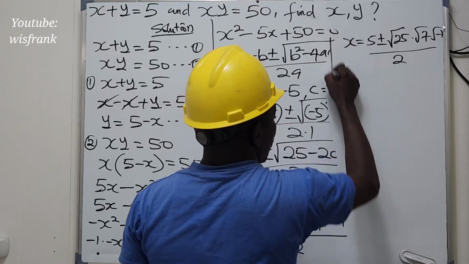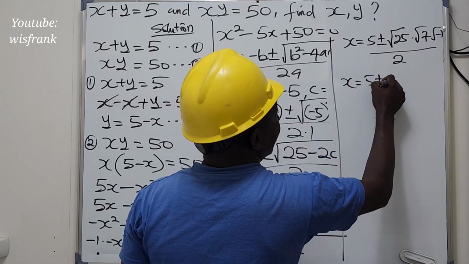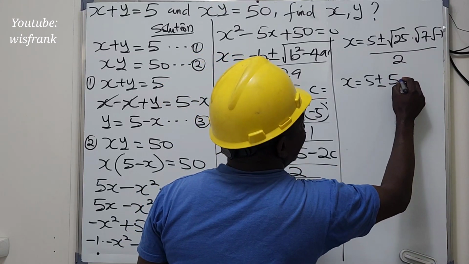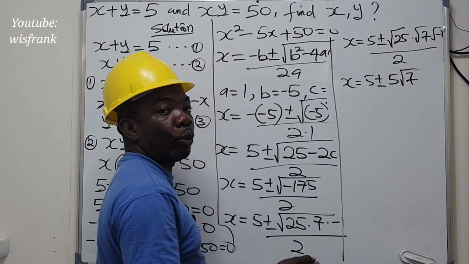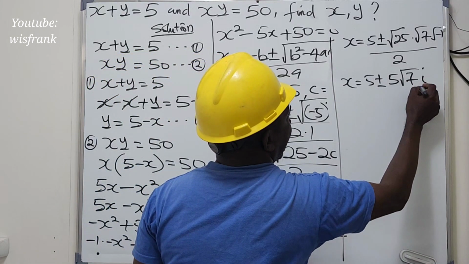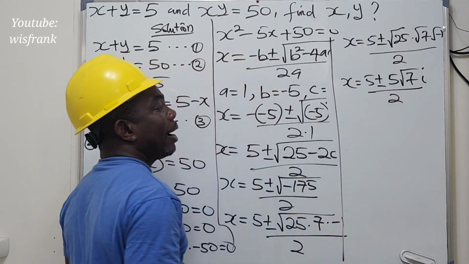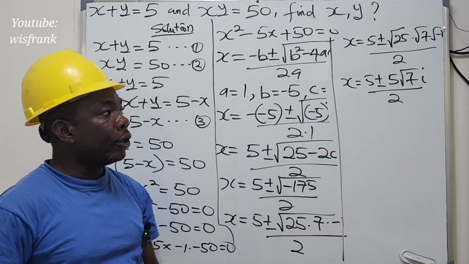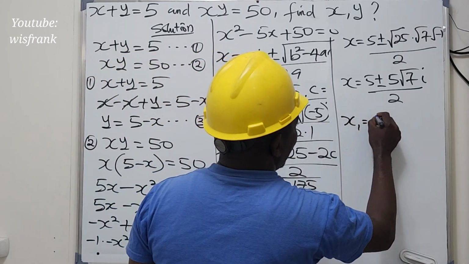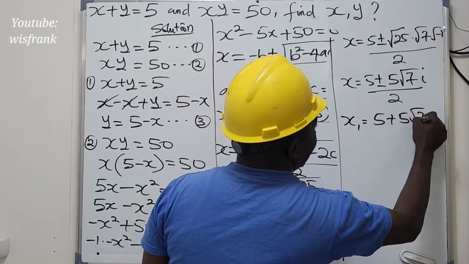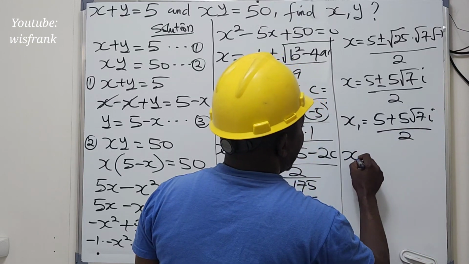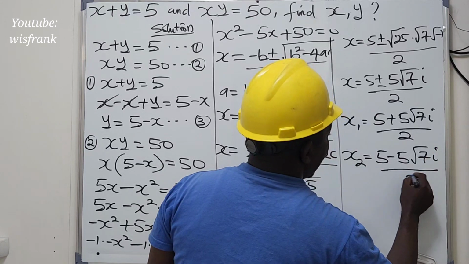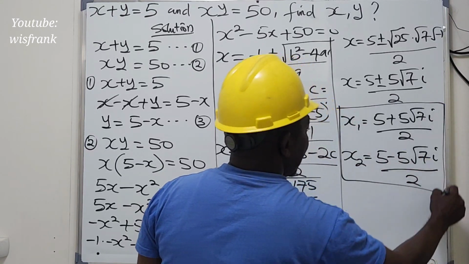So our value of x will remain that we have 5 plus or minus square root of 25 times 7, the same thing as 5 times square root of 7. Square root of minus 1, we know that is i, which is iota. We have i all over 2. So from here, we have two solutions for x, because it has plus or minus. So our value of x1 will be equal to 5 plus 5 root 7 i all over 2. Then the value of x2 will become 5 minus 5 root 7 i all over 2.